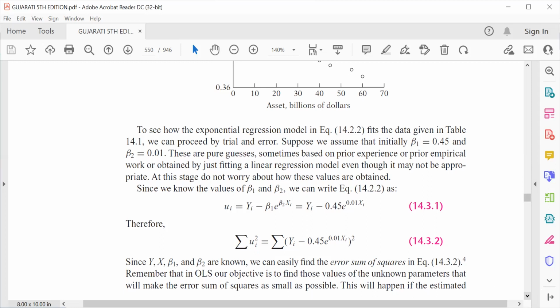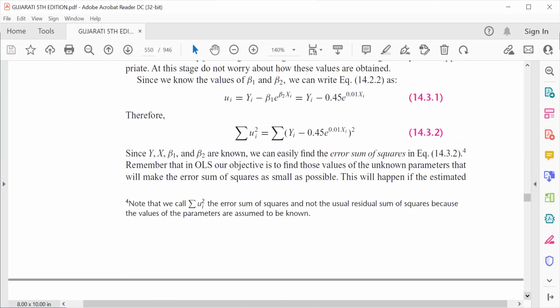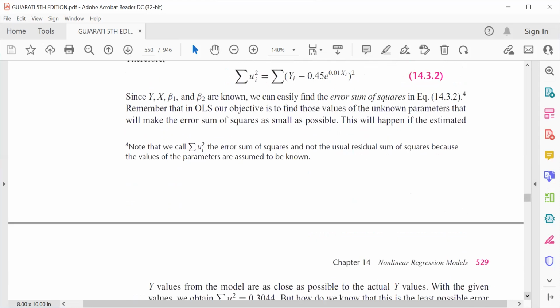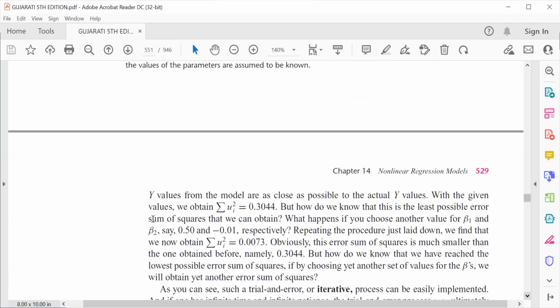So now we take the derivative of equation 14.3.2. The Y values from the model should be as close as possible to the actual Y values. With the given values, we obtain sigma square of 0.34044. But how do we know that this is the least possible error sum of squares? Because we only imposed the coefficients beta 1 and beta 2.